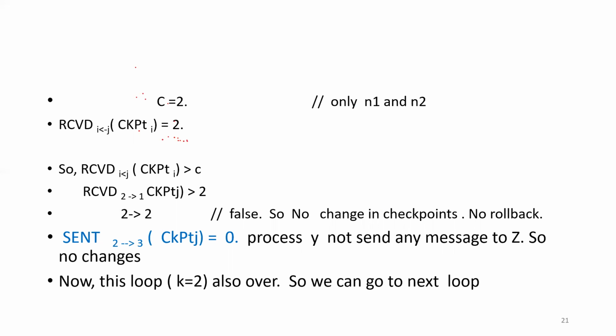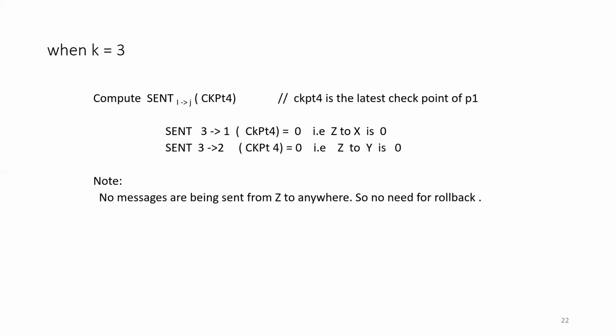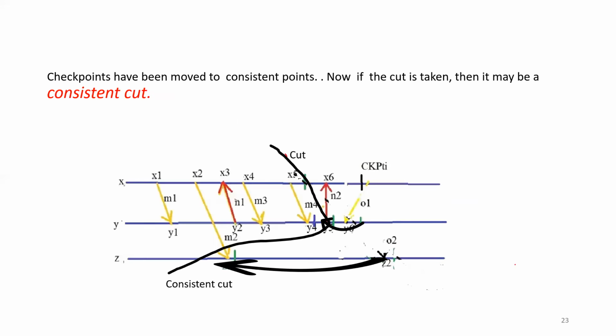So we can go to next loop. K equal to 3. Compute I to J up to the latest checkpoint. 3 to 1, that is Z to X, no messages. Then 3 to 2, that is Z to Y, no messages. So no messages are being sent from Z to anywhere. So no need for rollback. Now the loop is over and the control will come out of the program.